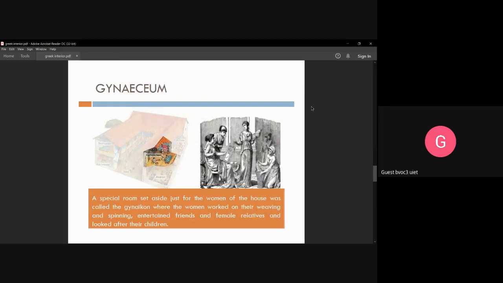Then in the gymnasium there was a special room for the women of the house, also called the gynecon, where the women worked on their weaving and spinning, entertained their friends and female relatives, and looked after their children. So it was like a women's quarter where they used to do their work. All the women of the family and the relatives used to do their work and have some entertainment, like having a party or taking care of their children. So this was the area which was used by the women only.